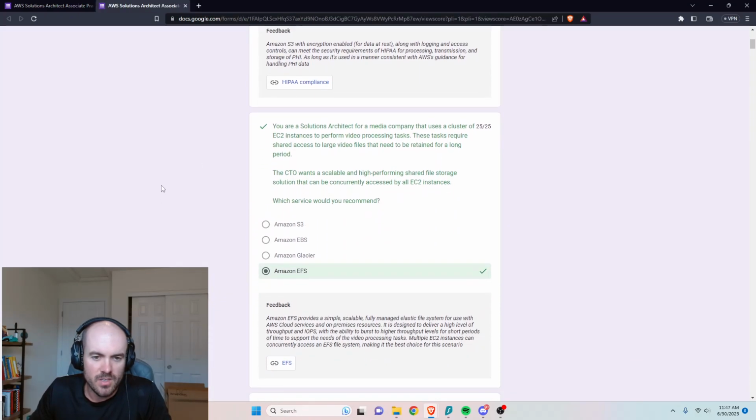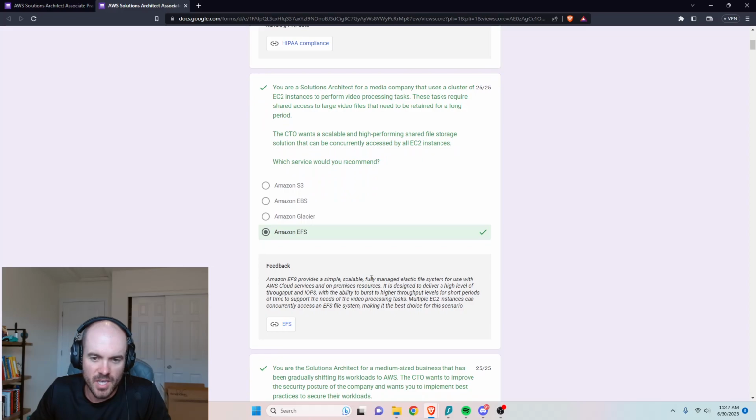Okay. So yep, EFS is indeed that shared file storage that we're looking for. So it provides a simple, scalable, fully managed elastic file system. I always forget if EFS is for elastic file storage or system, whatever. I know it's file store for files. Judge me, I don't care.